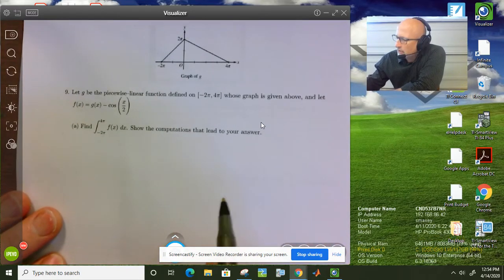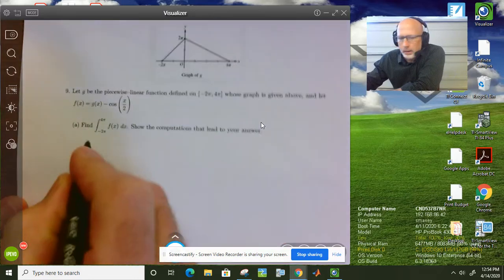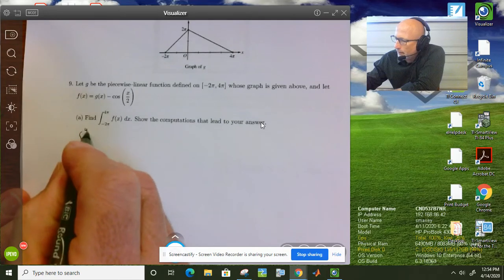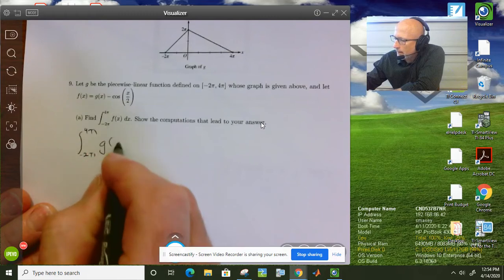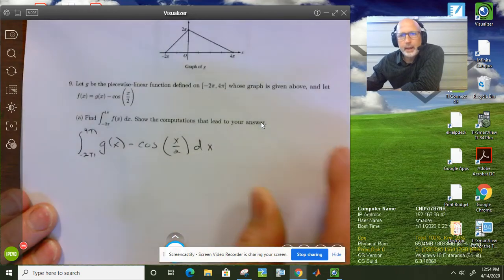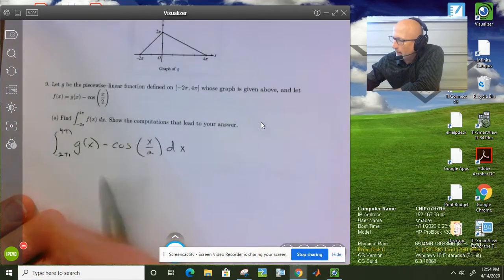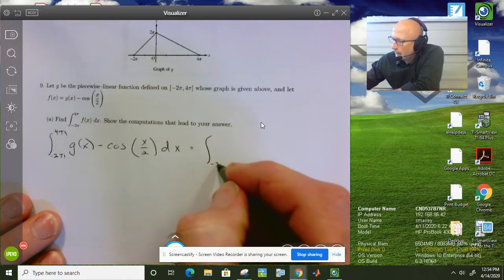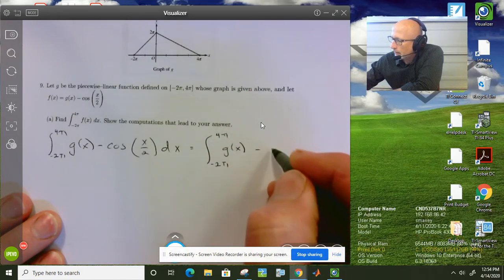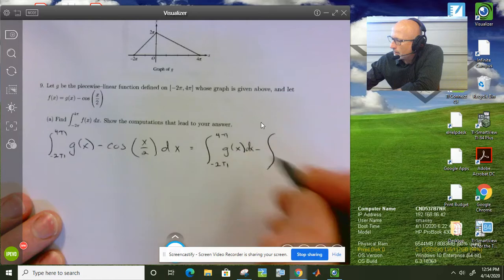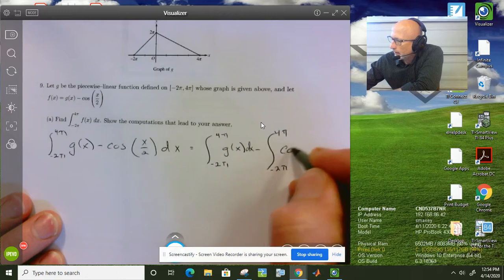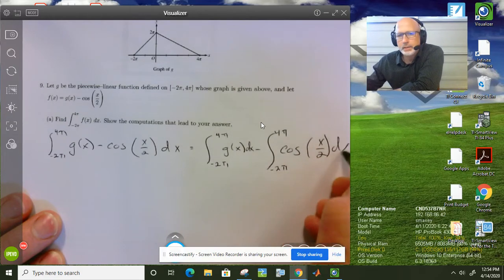Okay, so I'll go ahead and place this right in for the integral here. So when I do so, I have the integral from -2 pi to 4 pi of f of x, but f of x is g of x minus cosine of x all over 2 dx. By the linearity of this, linearity means you're able to pass it through. This is equal to the integral from -2 pi to 4 pi of g of x dx, minus the integral from -2 pi to 4 pi of cosine of x all over 2 dx.